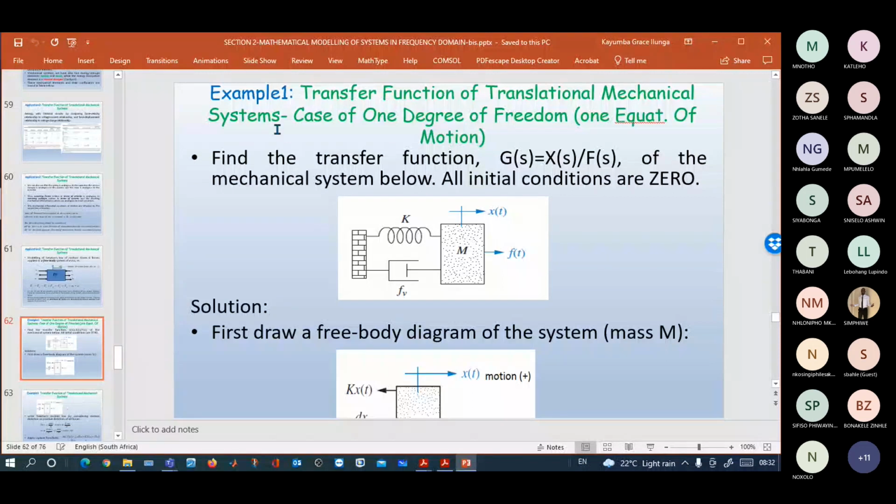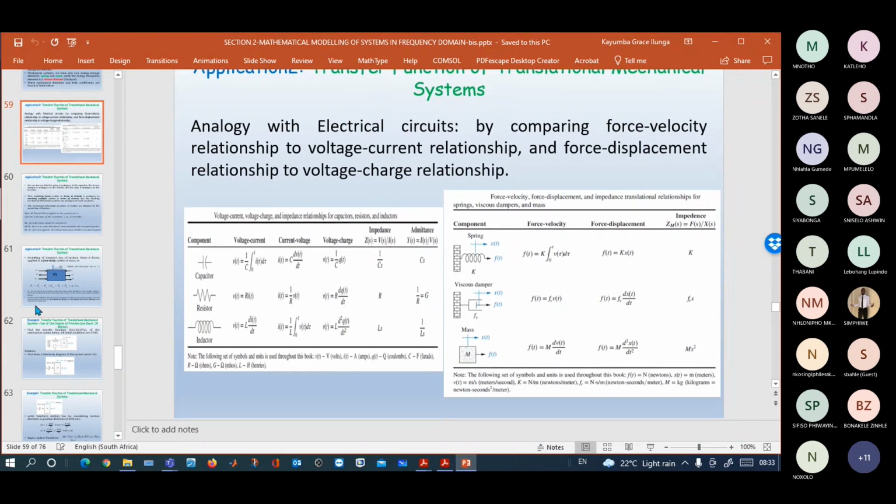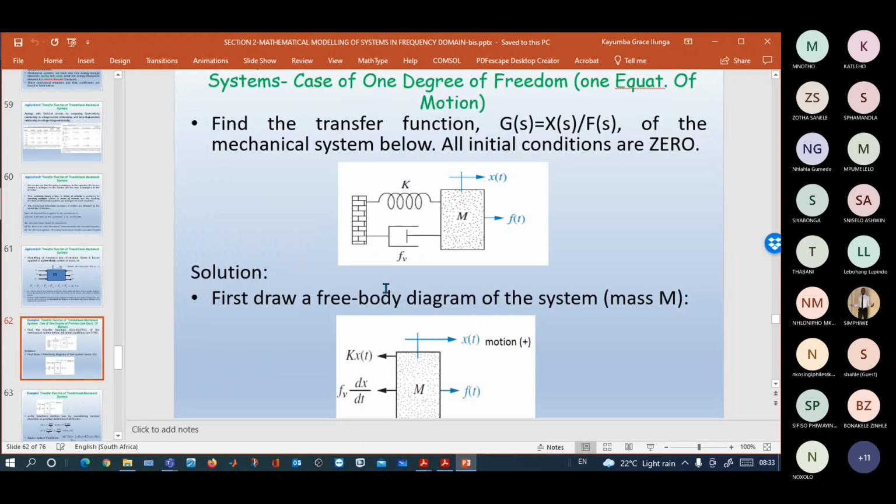We have a system which is given to us where we have the spring. Oh, okay. There's something that I forgot to tell you here. The spring is represented by K, the viscous damper by FV, and the mass is M. Okay. So we can go back to this one later. So now let's go here. We have a problem which is given to us.